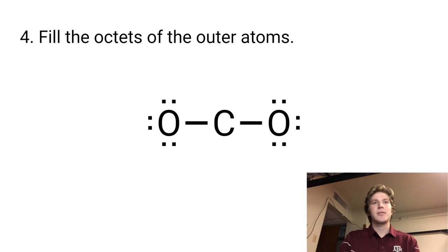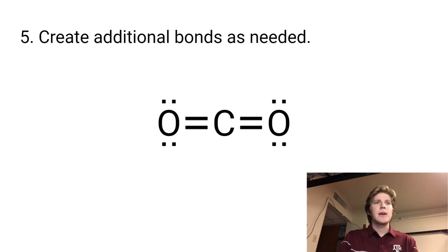So after that, the next step 4 is to fill the octets of the outer atoms. To make the octet basically just to make sure each outer atom has 8 electrons, so it's happy. And the 5th step is to create additional bonds as needed.